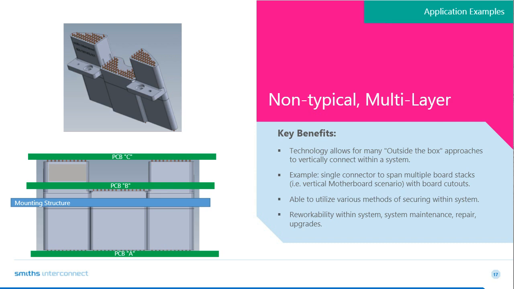This next example is a cool one that we've done before. While still a similar situation to the previous slide, it accomplishes things in a different manner. If you think of the bottom board, PCB-A, as a motherboard, this is a single connector solution that allows you to get signals from board A directly to board B in the center section of the connector, or from board A all the way to board C on the outside wings of the connector.